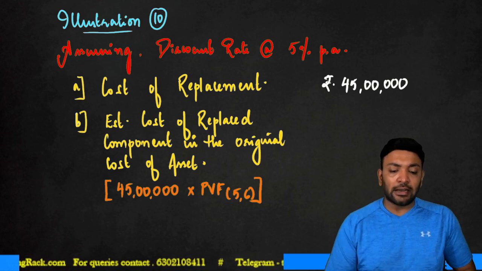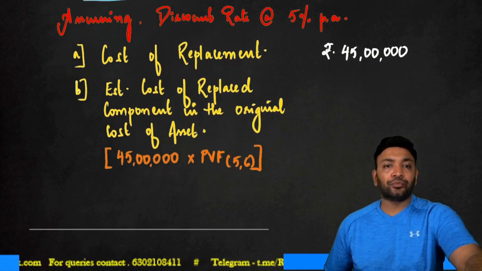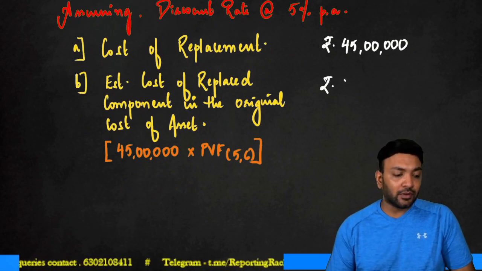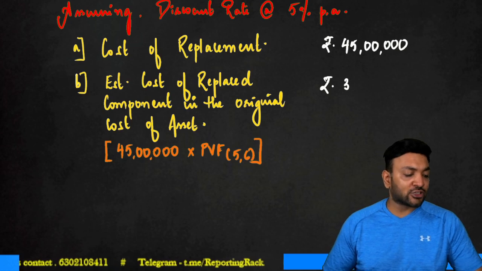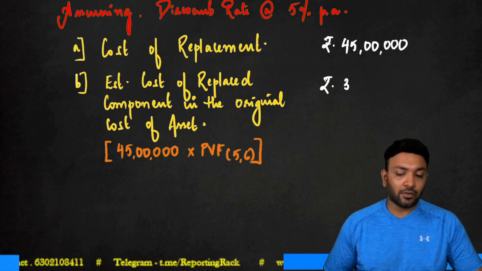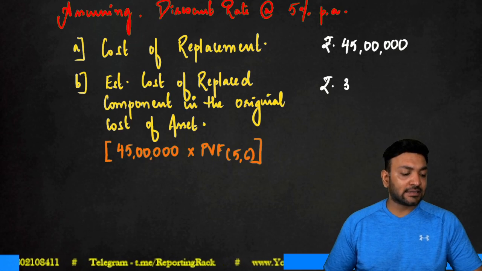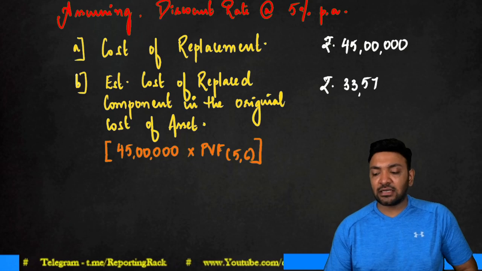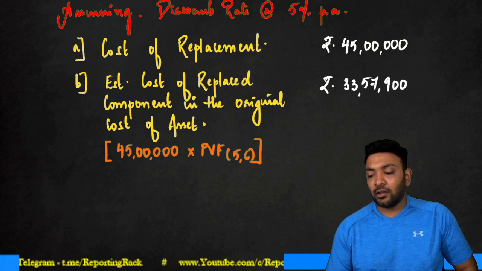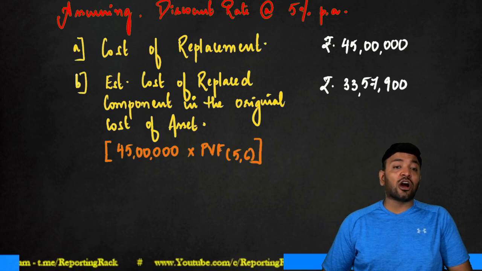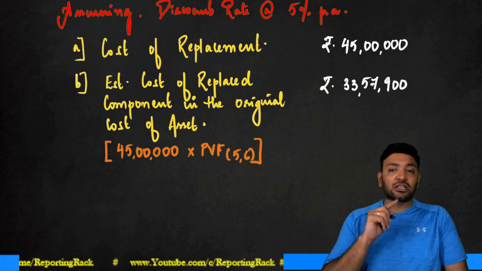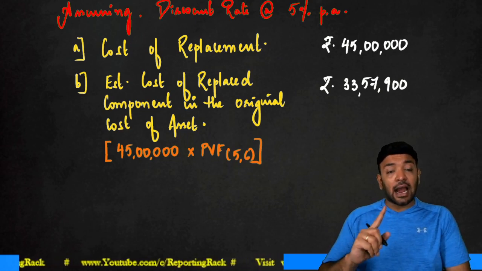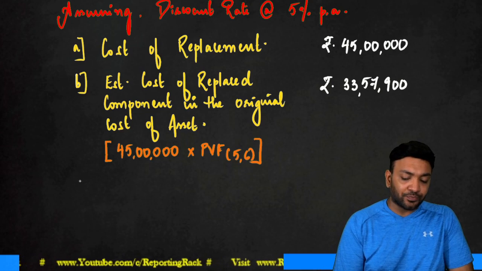The answer of the replaced component: 0.7462 into 45 lakhs, 33,57,900 is the estimated cost of the replaced component in the original cost of the asset. Now guys, this got replaced only at the end of year 6. Until then there was a depreciation which was charged.